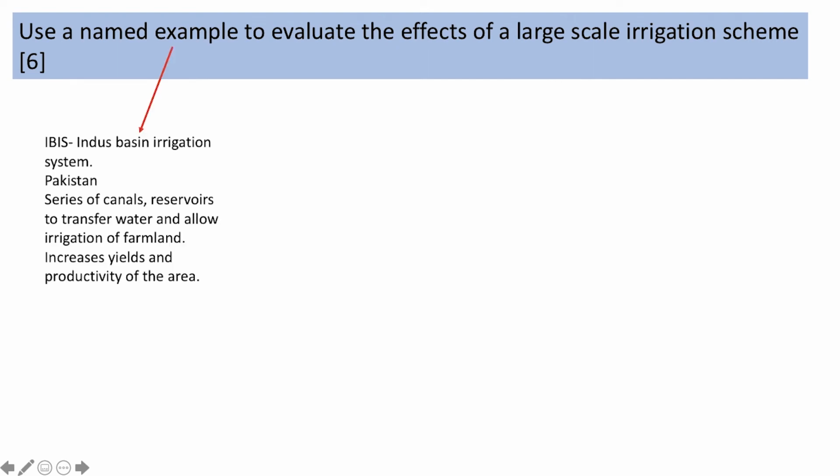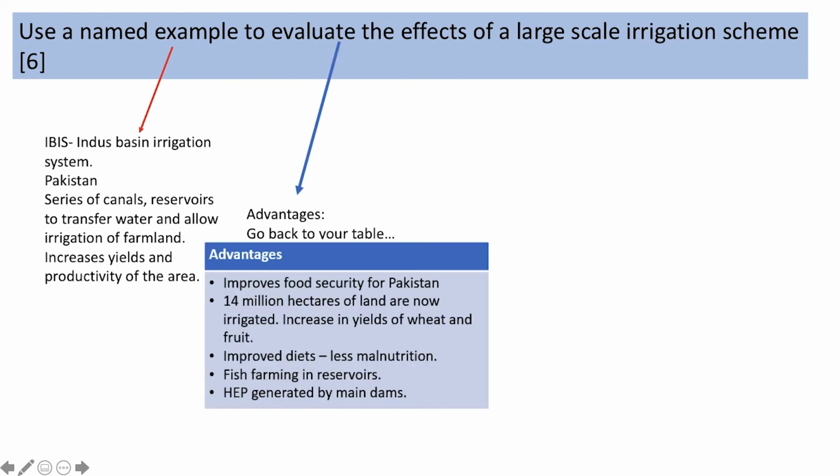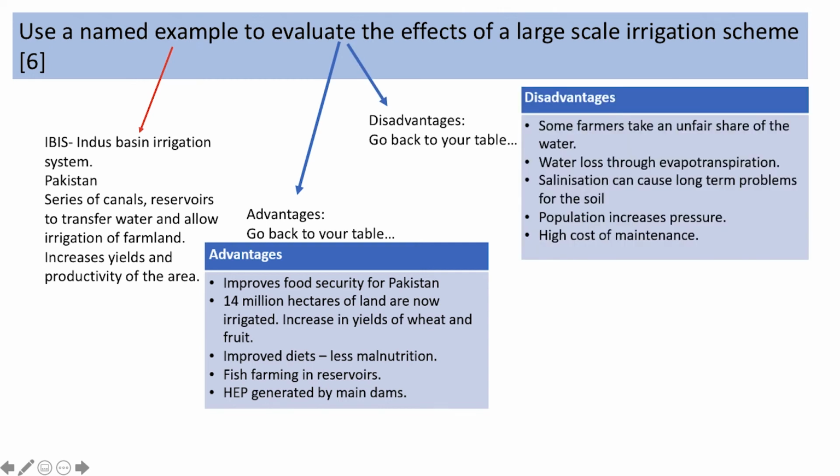So let's have a look at what the examiner is hoping for. Your named example, they're hoping that you'll remember IBIS, Pakistan, a series of canals and reservoirs. It's used to transfer water and allow irrigation of farmlands. It increases yields and the productivity of an area. So it's worth just jotting a few notes around. Evaluate means to consider the advantages and disadvantages. So here's the advantages from our table that we drew earlier, and then here are our disadvantages, and we're going to write about those in turn.